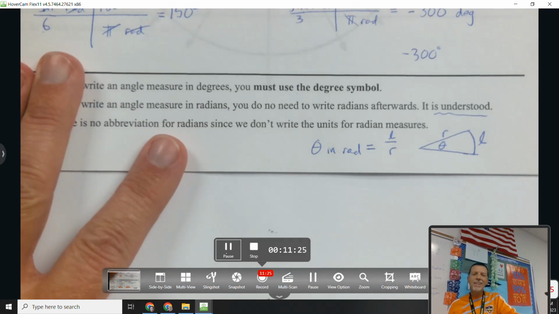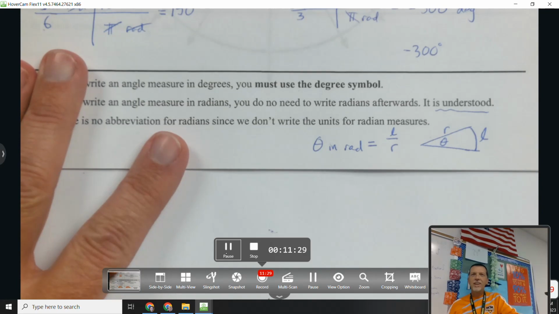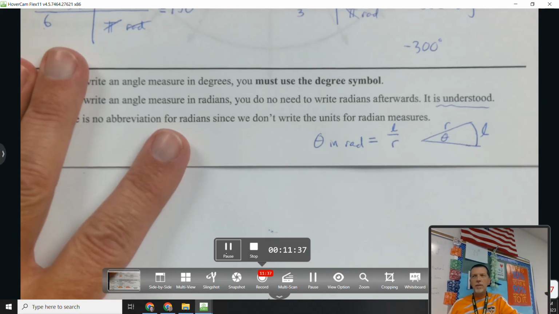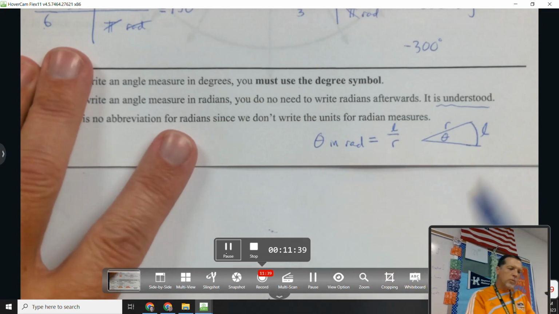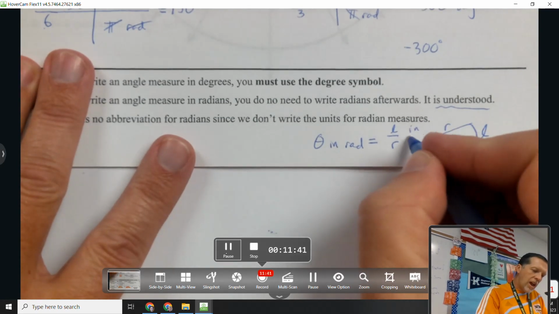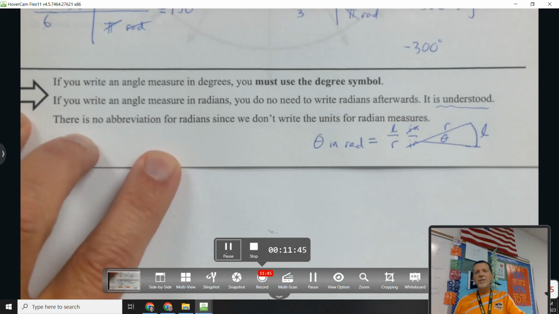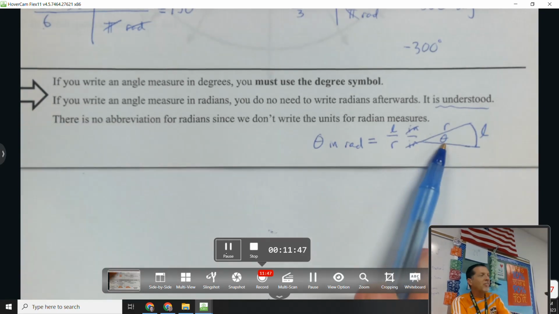Yeah. But SOHCAHTOA is with triangles. This isn't a triangle. That's a piece of a circle. So it's not opposite over adjacent because it's not a right triangle. But look what would happen. Length would be in inches and radius would be in inches. And so the measure of that angle doesn't have a unit.